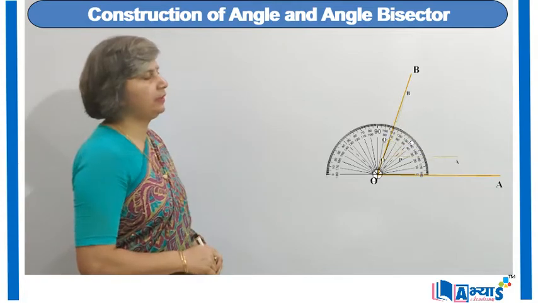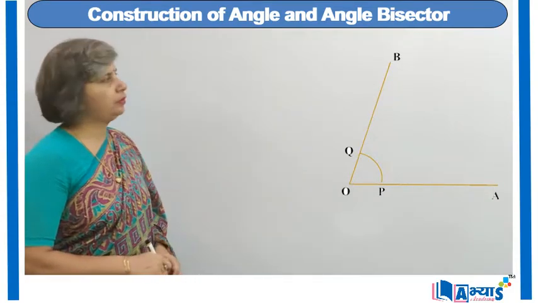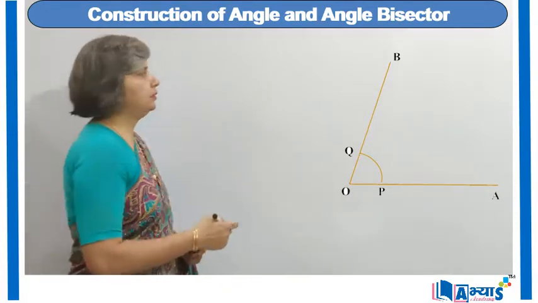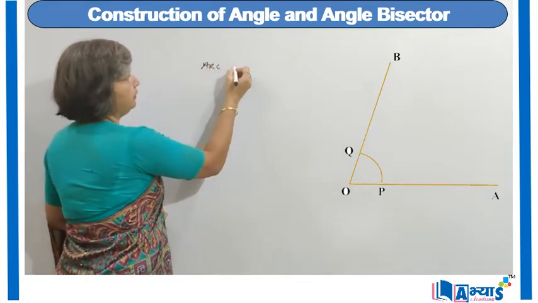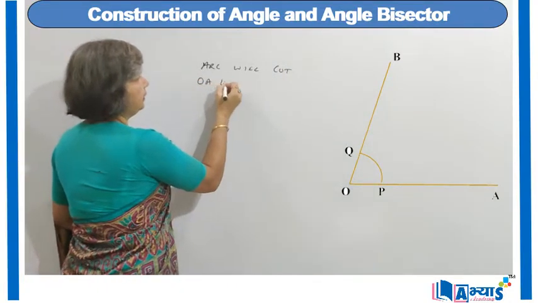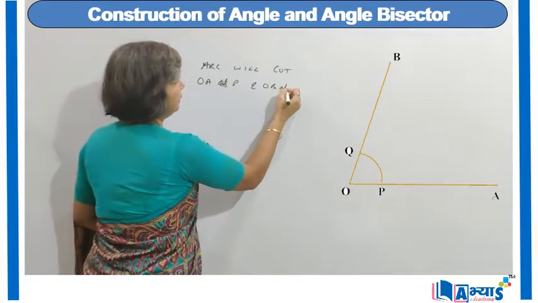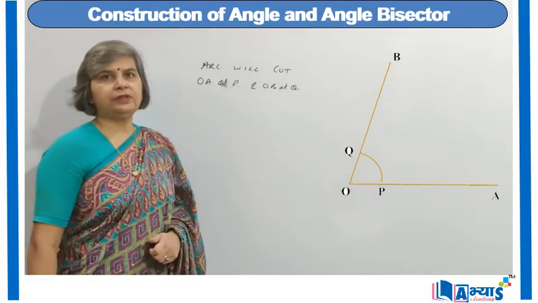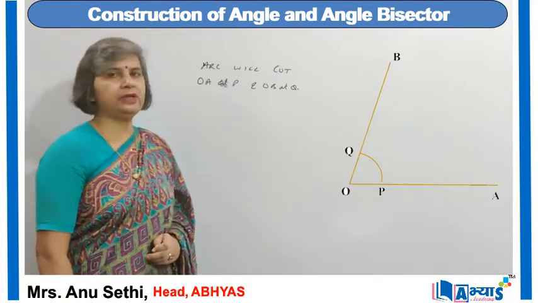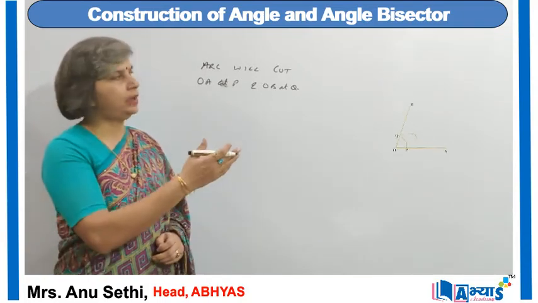In the first step we will take the pointer of the compass and point it at O, and then we will draw an arc which cuts OA at P and OB at Q. So the arc will cut OA at P and OB at Q. After this we will open the compass with a radius more than half of PQ.